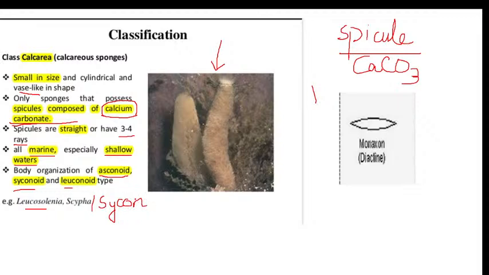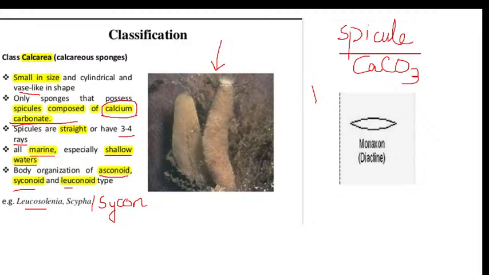Everything that comes under this is marine. Scypha or Sycon is a Calcarean marine sponge and it is found attached on a substratum like rock, shell, mollusk and corals. It attaches to some substratum. The body is branched and consists of cup-shaped or cylindrical branches, attached like this, and you can see branches arising from here.